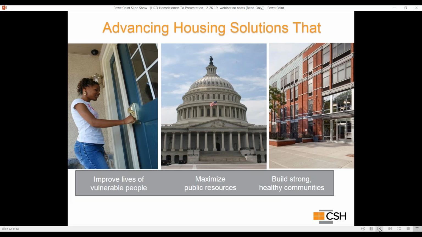CSH is a national nonprofit organization with offices and staff working throughout the U.S., including offices in both Los Angeles and San Francisco. Our focus is on supportive housing and housing solutions that improve the lives of vulnerable people by helping to maximize public resources to create more supportive housing solutions to make lasting permanent impact. This ultimately helps build strong, healthy communities.